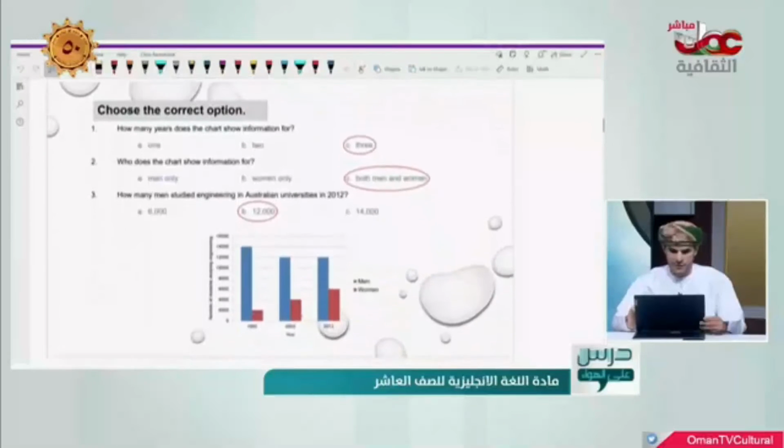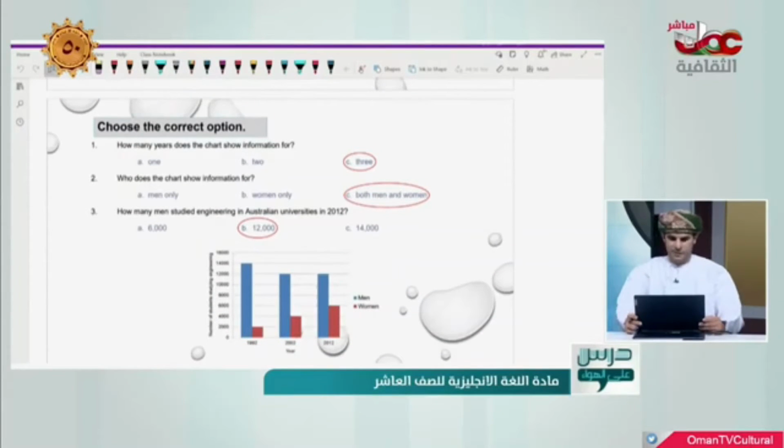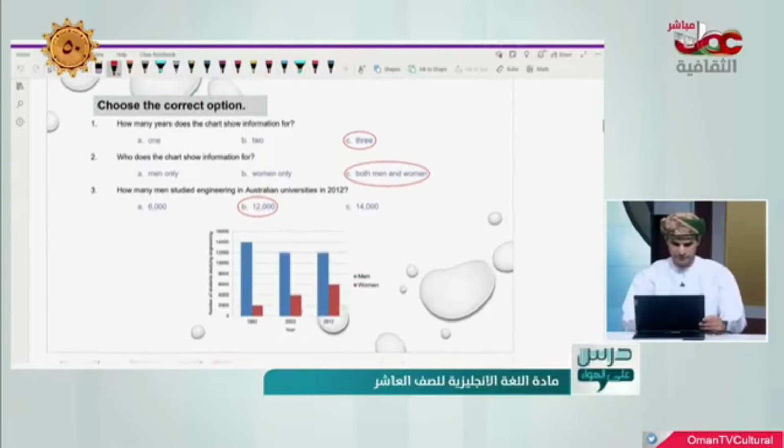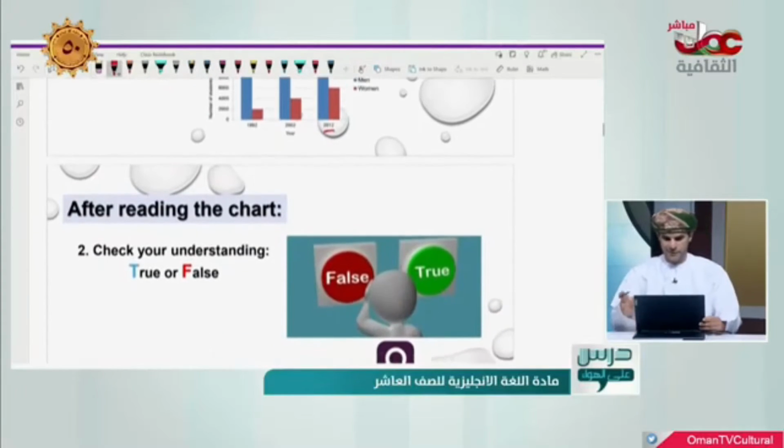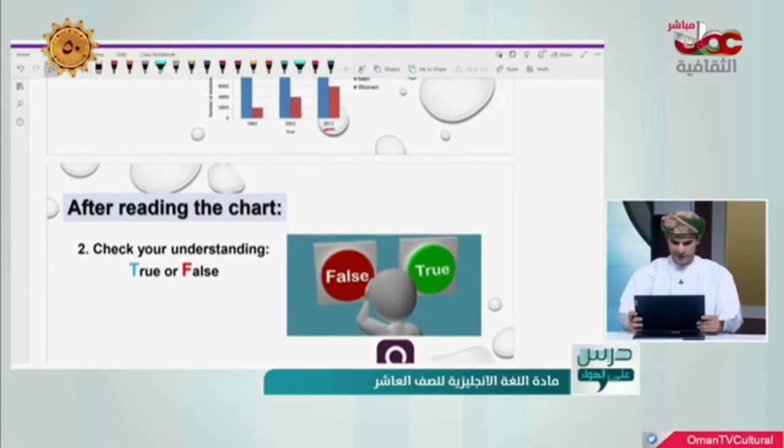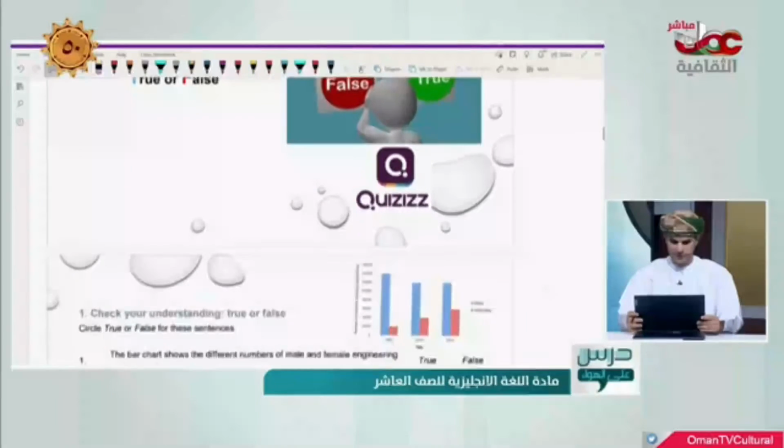The answers as shown here. For number 1, we have 3 years, 1992, 2002, and 2012. And the chart shows information for both men and women. How many men studied? As it's shown here, in 2012. So we go to 2012. How many men? 12,000. Okay, guys. Now, I want you to read the chart again and check your understanding with true and false.